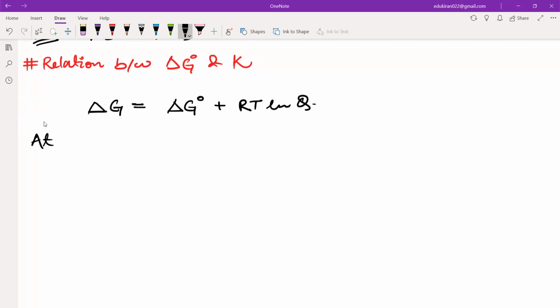So at equilibrium, two things happen. The Q becomes equal to the equilibrium constant K that we have discussed earlier. And at equilibrium, nothing happens. Now, if nothing is happening, that means this change will be zero. Delta G of any reaction will be zero. So delta G is going to be zero.